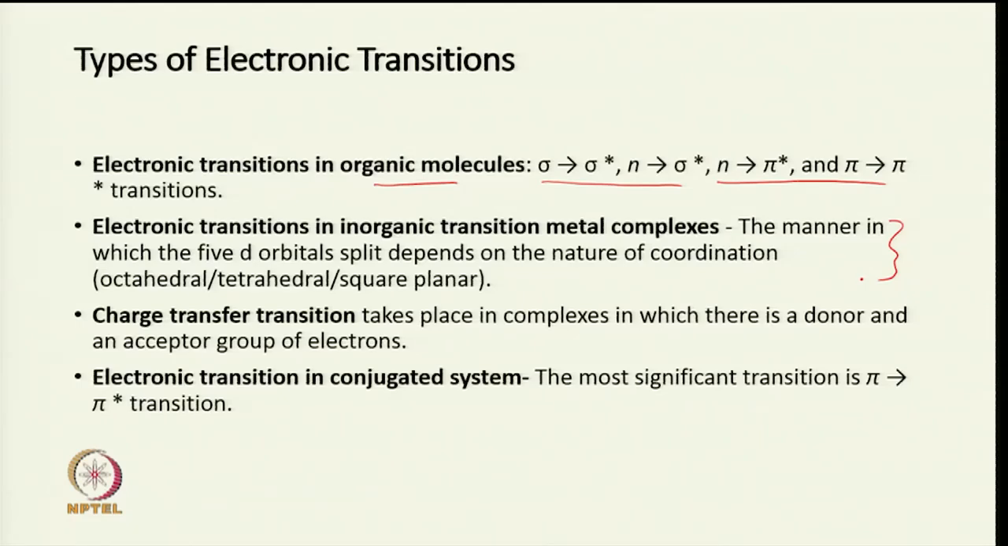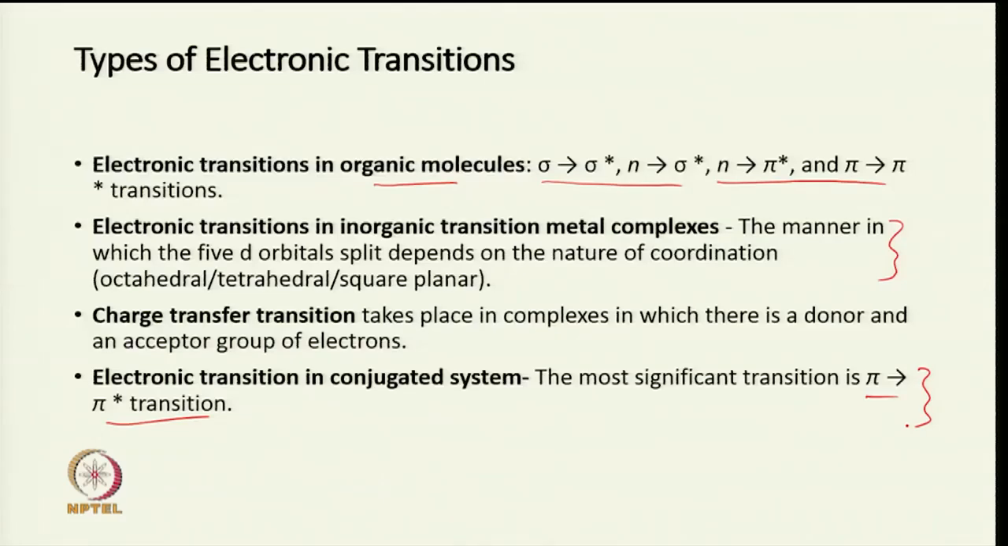Charge transfer transitions are also electronic transitions. They happen in the UV-Vis region, and take place in complexes in which there is a donor and an acceptor group of electrons. I will discuss it later. Then we have electronic transitions in conjugated systems, and the most significant is the pi to pi star transition. So in this lecture, I will focus on electronic transitions in conjugated systems. Some of them I have already discussed, and a few I will discuss after this lecture.